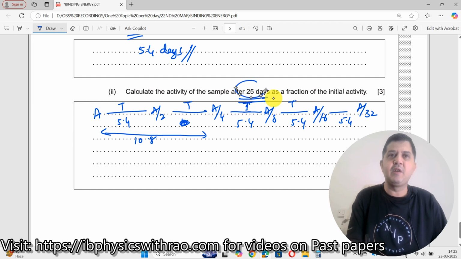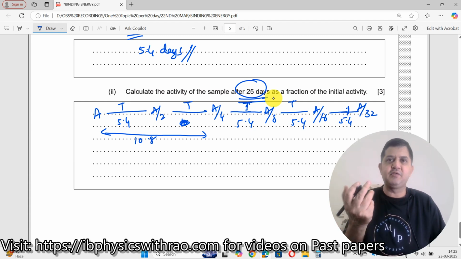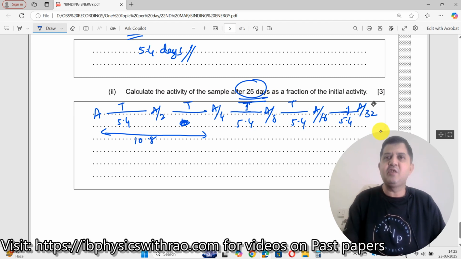But I want only 25 days. It means I am estimating it here, not at this edge, right? So it will definitely not be A by 32. It will be some other value, so I need to determine this. So I cannot go by this method, okay? Because this value cannot be used over here.